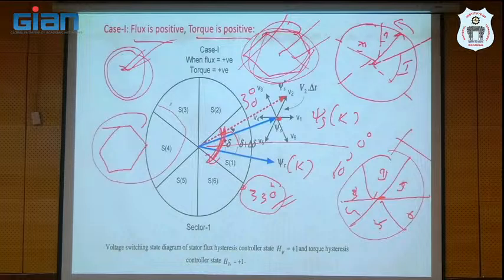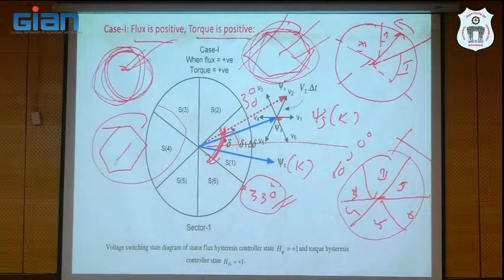But with the combination of switching table, hysteresis controller and sector calculation, while calculating the sector you need to take from minus 30 degrees, nothing but 330 degrees, you have to start. So what will happen? The resultant flux becomes sinusoidal. Otherwise, it will go hexagonal. That is the issue: selection of sector number is also crucial in DTC, right?